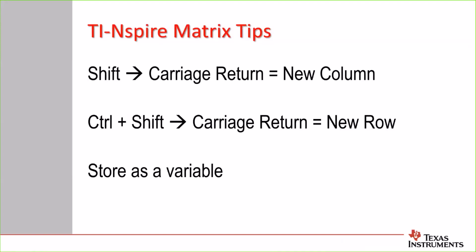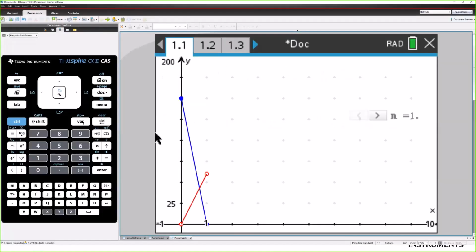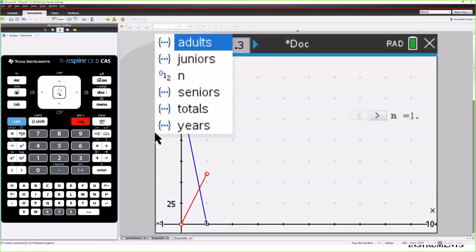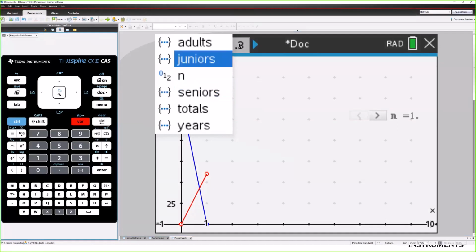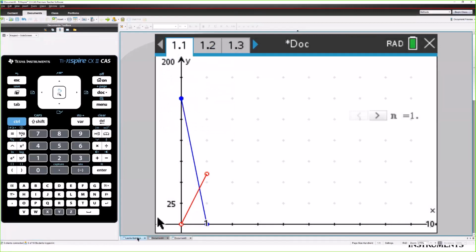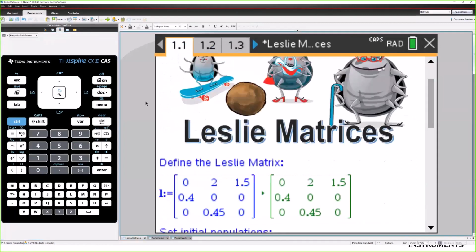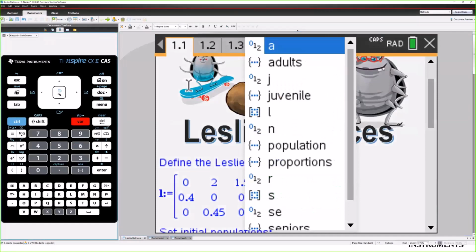Now, the other thing which punters might not know about is if I press the variable key, you'll notice in here it says adults, juniors, and seniors. This little icon here tells me that that's a list. This little icon here tells me it's a numerical value. If I go back to our Leslie matrices, L is assigned to a matrix. Have a look at the little icon. So you can tell what everything is in here.